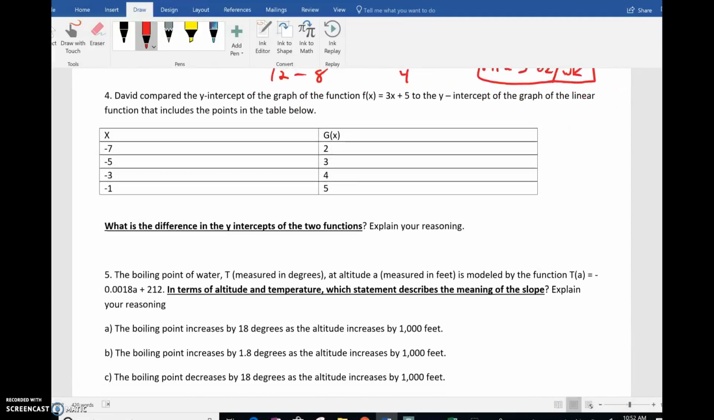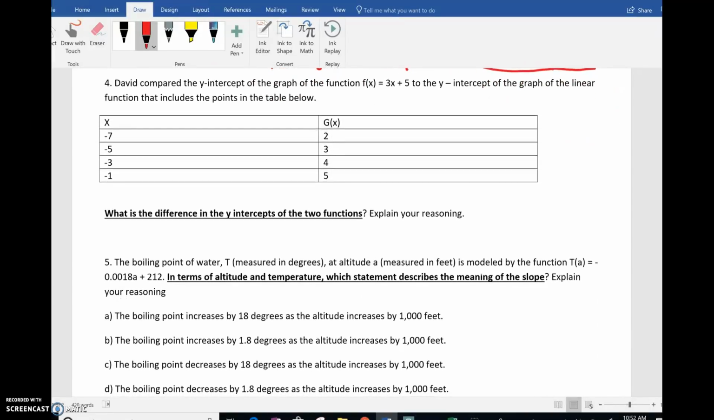Moving on down. David compared the y-intercept of the graph of the function, okay, see, y-intercept of this function, which we know to be 5, to the y-intercept of the function in the table. What's the difference in the y-intercepts? So this one makes you kind of take a roundabout way. They gave us this first function right here, and we know the y-intercept is 5. Then they gave us a table.